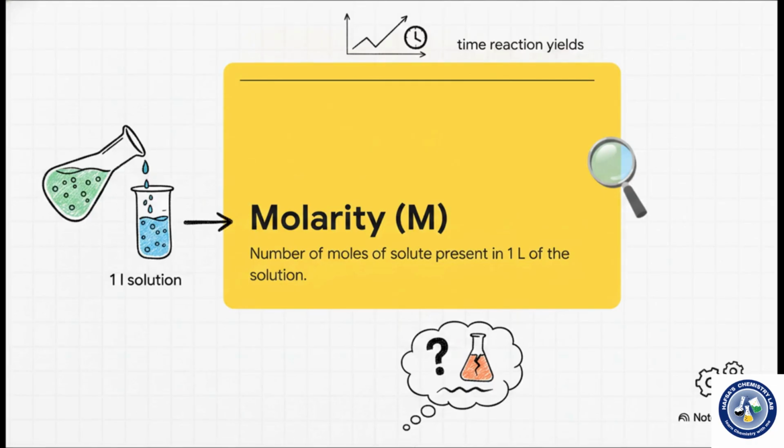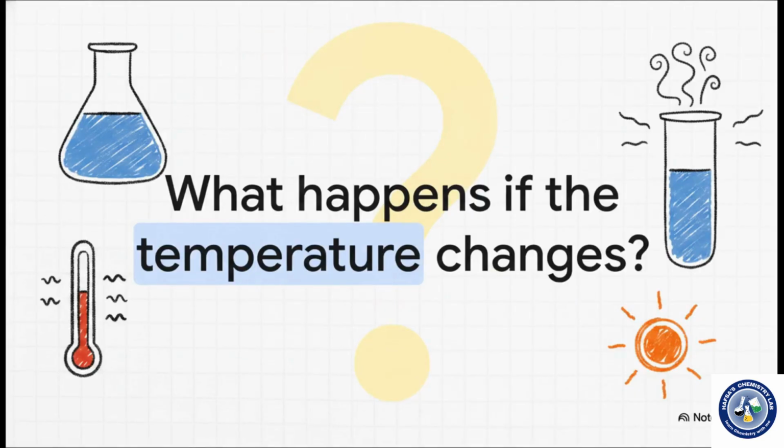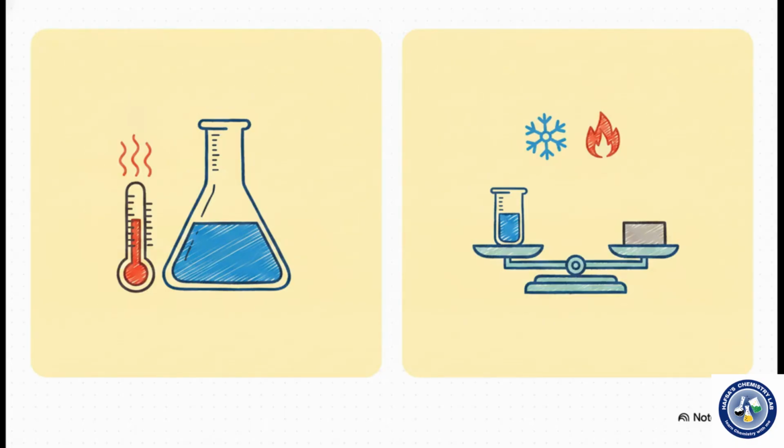But wait a second. There's a hidden and pretty major flaw here. Think about this practical lab problem for a second. What happens to our perfectly measured molarity if the temperature in the laboratory changes and the liquid volume naturally expands? Here's the catch. Because liquid volume literally fluctuates with temperature, a solution's molarity actually changes slightly if the room gets hotter or colder. And that is not great for precise science.